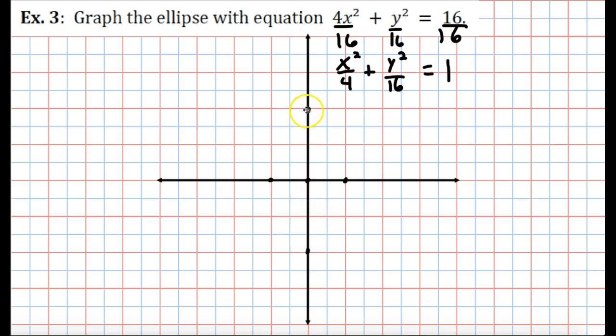So my ellipse will look something like that. It's not real good, but that's our ellipse. All right?